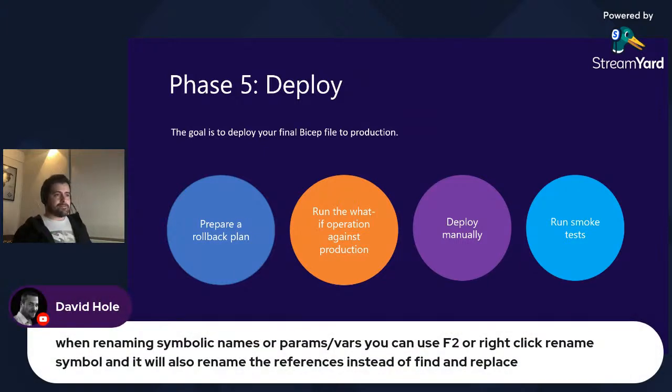I have David. Hi, David. So when renaming symbolic names or param vars, you can use F2 or right-click rename symbol, and it will also rename the references instead of find and replace. Nice, good tip. If you have been doing bicep in more environments with more solutions, that's a great tip. Definitely going to take it.